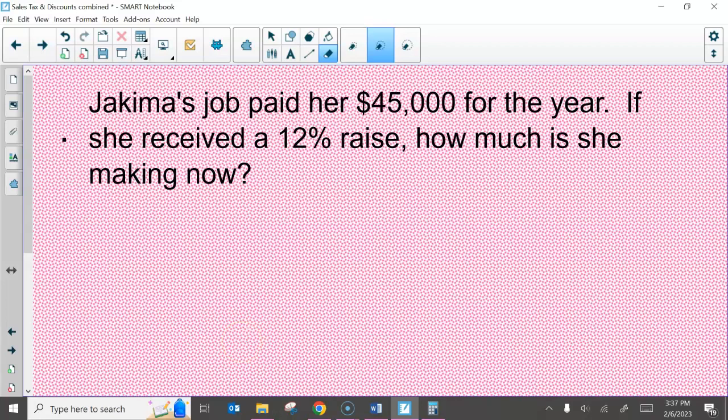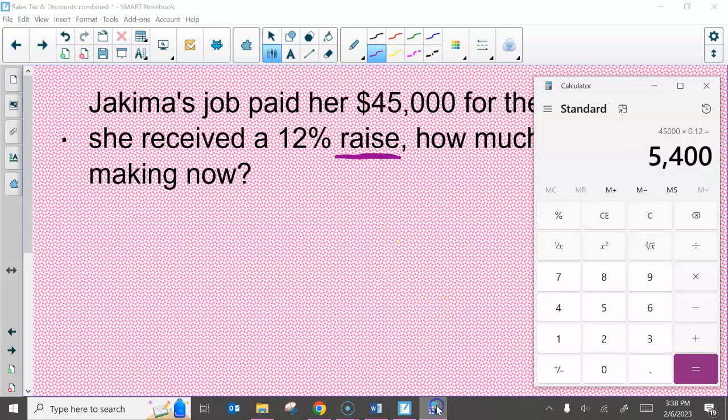Okay, this question said, Jakima's job paid her $45,000 for the year. If she received a 12% raise, how much is she making now? Okay, so she is getting a raise. This is her old salary. A raise means you're going to make more money, right? So there's your key word that tells us that eventually we're going to add. But before we do that, we've got to figure out how much we're going to add.